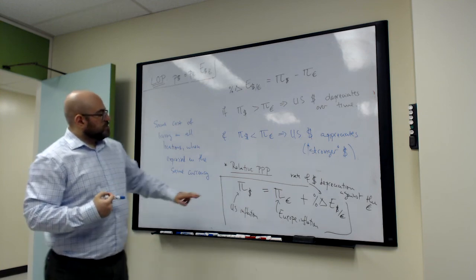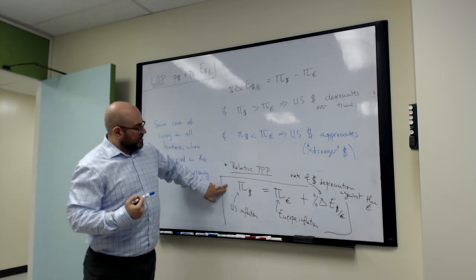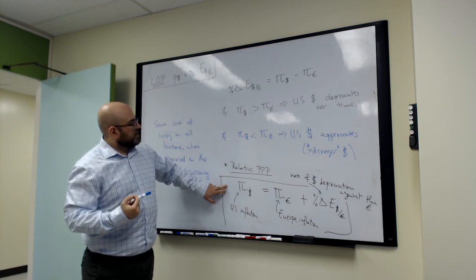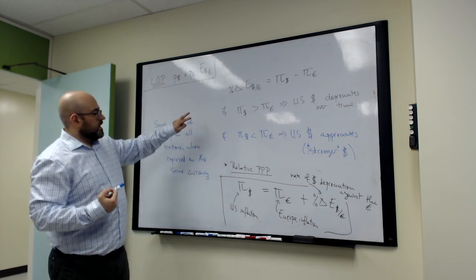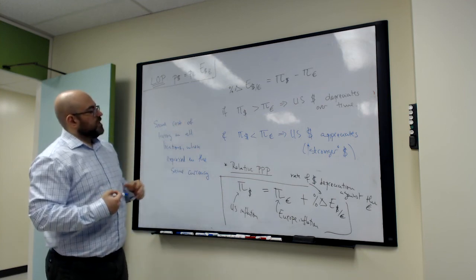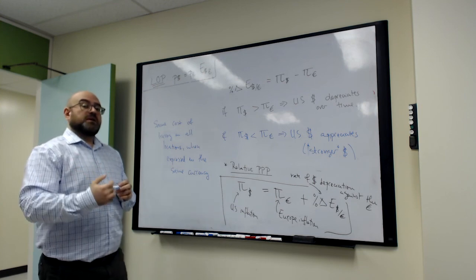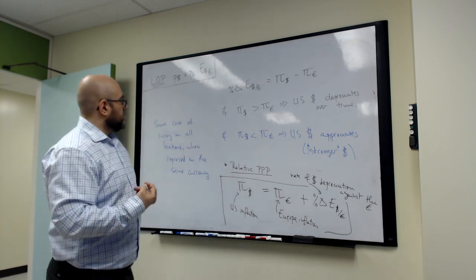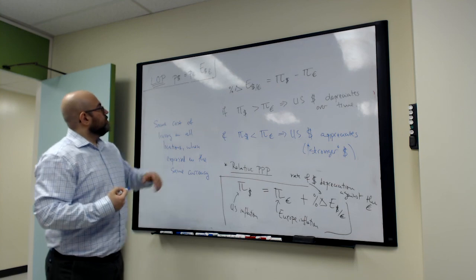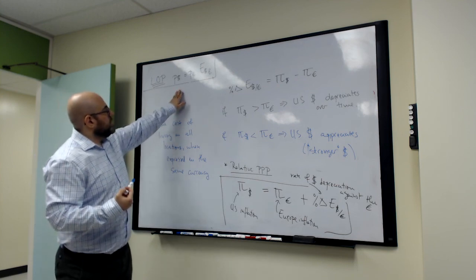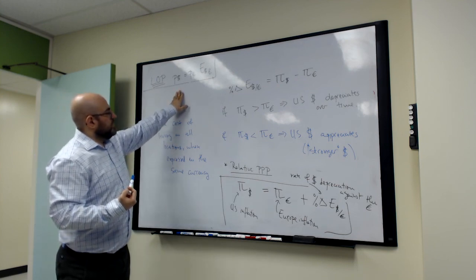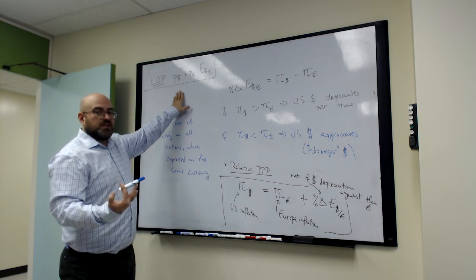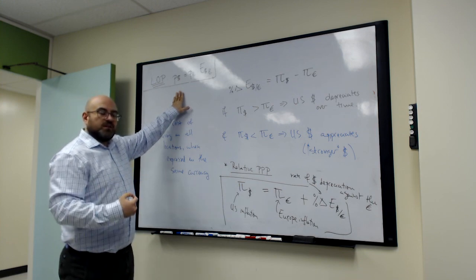So we will use relative PPP in our study of the money market in the long run. And also we are going to use absolute PPP to make statements about changes in expectations over future exchange rates. And the law of one price will mainly be useful for us in thinking about real exchange rates much later in our lectures.